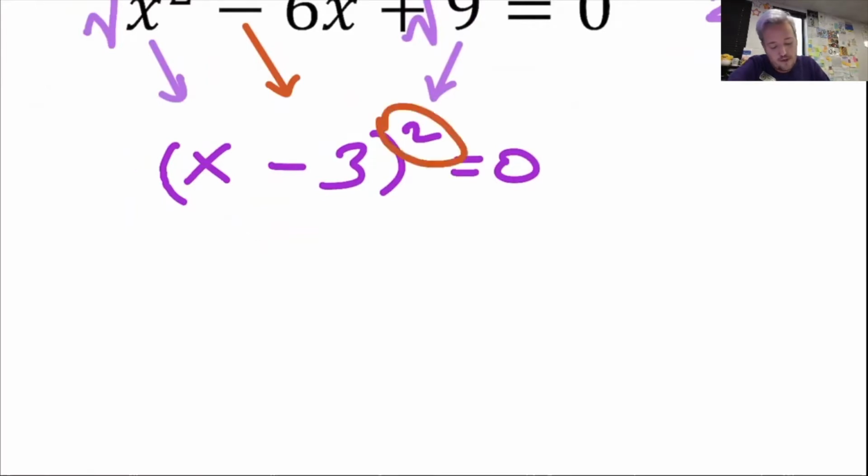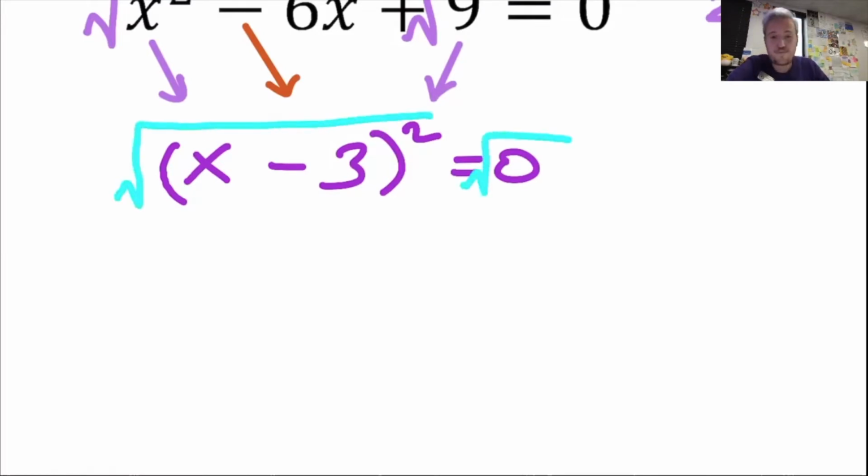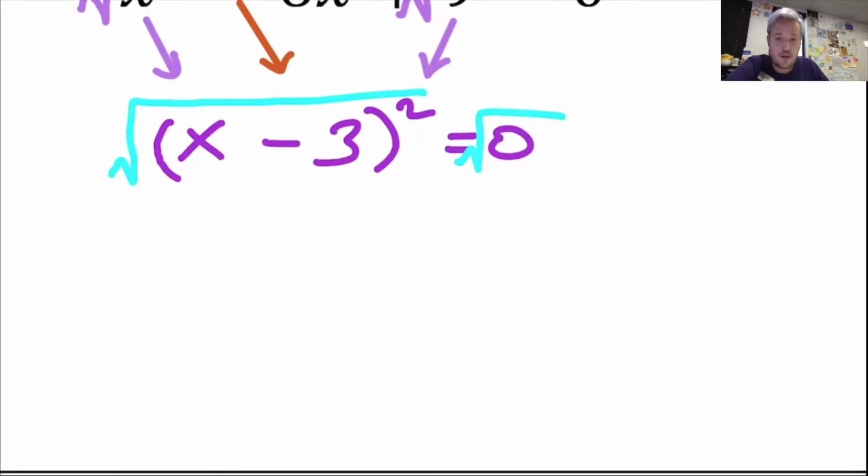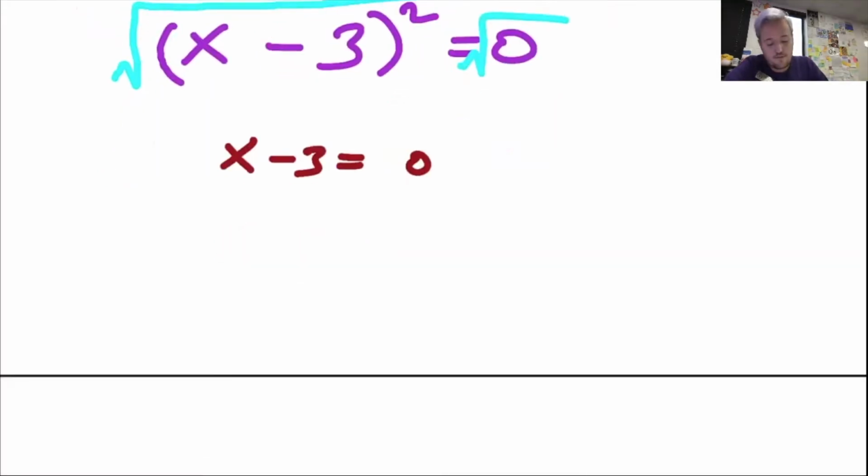So if I want to get rid of that squared, what I'm going to do is take the square root of both sides, because remember, what you do to one side, you have to do to the other. So if I take the square root of both sides, I'm just going to have x minus 3 equals plus or minus 0. All right, so plus or minus 0 is just 0. It doesn't do anything, so I'm just going to get rid of it. So now I just have x minus 3 equals 0 to solve.